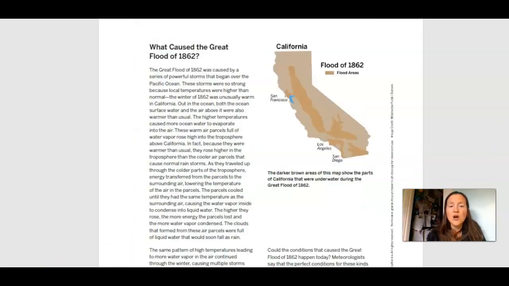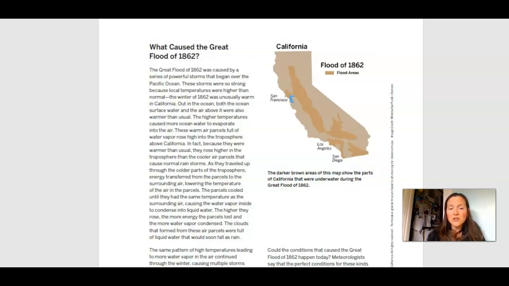Next page. What caused the Great Flood of 1862? The Great Flood of 1862 was caused by a series of powerful storms that began over the Pacific Ocean. These storms were so strong because the local temperatures were higher than normal. The winter of 1862 was unusually warm in California. Out in the ocean, both the ocean surface water and the air above it were also warmer than usual.